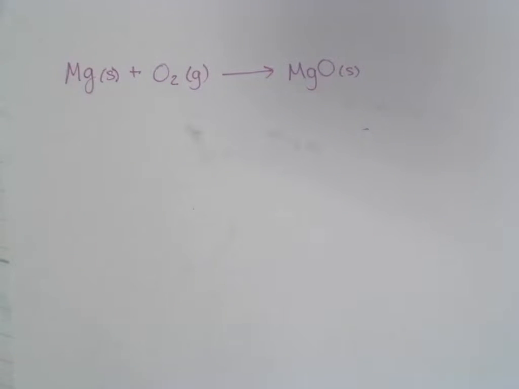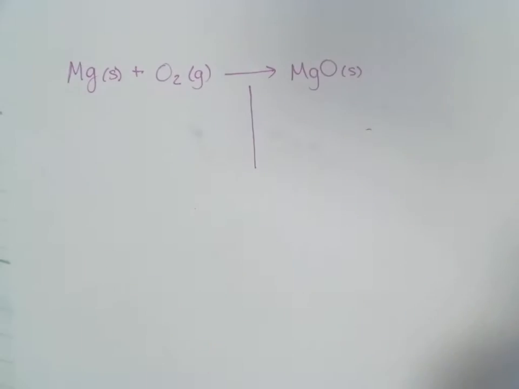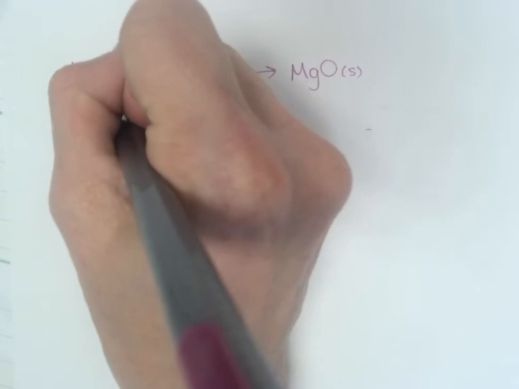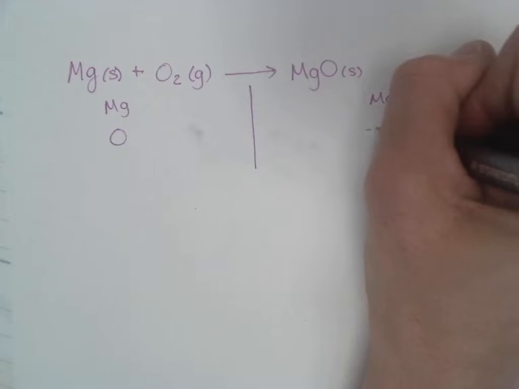In this case, it doesn't really matter what the states of matter are, whether it's a solid, liquid, or gas, but that's just written there as part of the equation. So the first thing we did was write the equation. That was step one. Now we want to count the number of atoms. First we make a list. We know it has magnesium and oxygen on both sides.